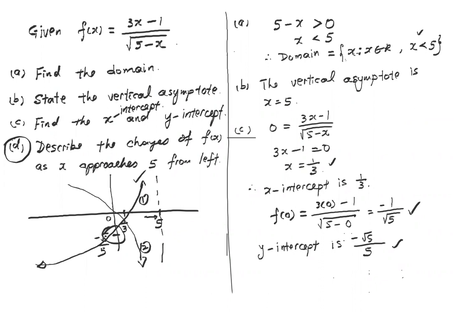Okay. May I ask why in this question I didn't ask you to describe the changes of f(x) as x approaches 5 from the right? Why didn't I ask such a question? Yes, because the domain requires x must be less than 5. If I say approach from the right, this is not part of the domain where there is a graph. Am I right? Okay.